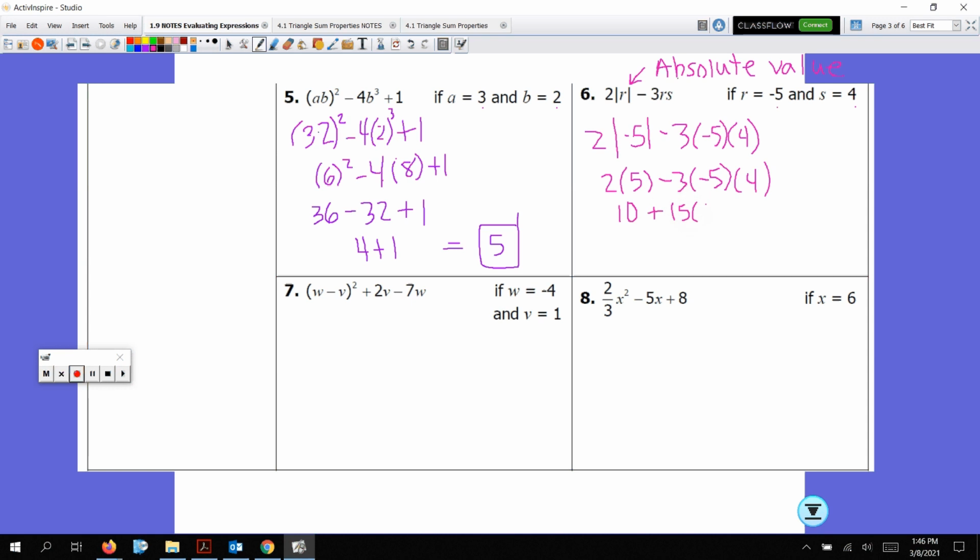And I still have this multiplication here. All right, so 10 plus whatever 15 times 4 is, get out your calculators. You should get 60. That equals 70.